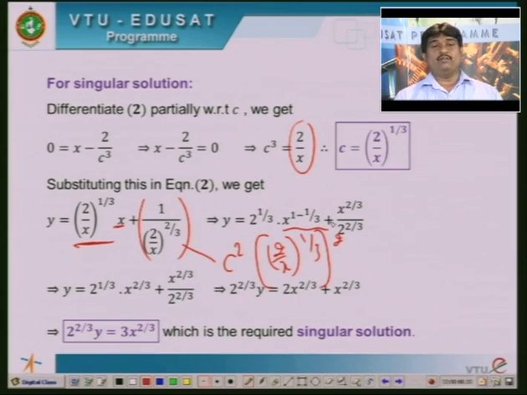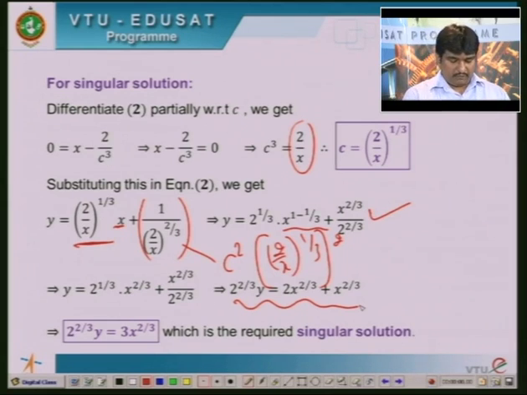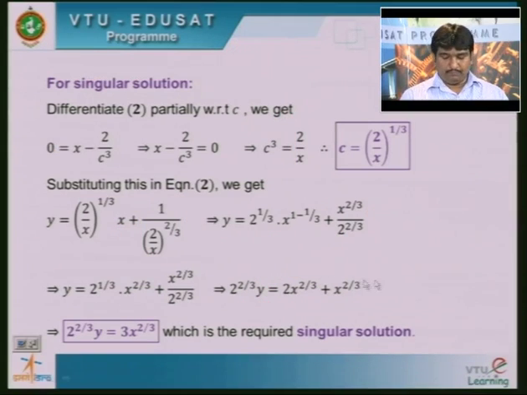So this is x to the power of 1 minus 1 by 3 plus, take x to the power of 2 by 3 to numerator, it is 1 by a by b form, so it becomes b by a here, which is x power of 2 by 3 divided by 2 to the power of 2 by 3. So after simplifying this, we get y equals 2 to the power of 1 by 3 into x to the power of 2 by 3 plus x to the power of 2 by 3 divided by 2 to the power of 2 by 3. Multiply throughout by 2 to the power of 2 by 3 to get this result, which is a singular solution of the differential equation. Let us move on to next problem.